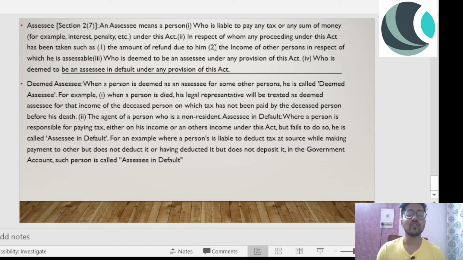SSE in default, where a person is responsible for paying tax either on his income or other incomes under this Act, but fails to do so, is called SSE in default. So someone who was obligated to pay the tax, who had to pay the tax but didn't, and defaulted, would be called SSE in default, right? So this is all about SSE, the definition of the persons for this video.